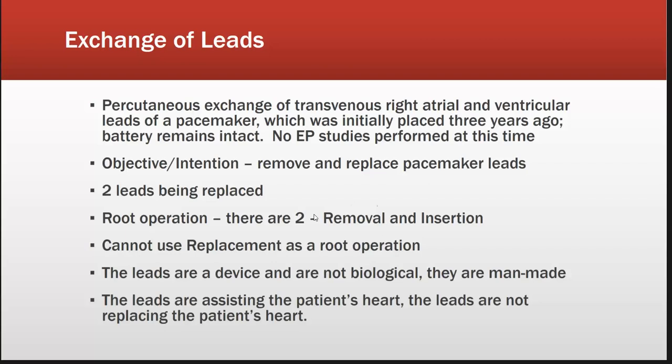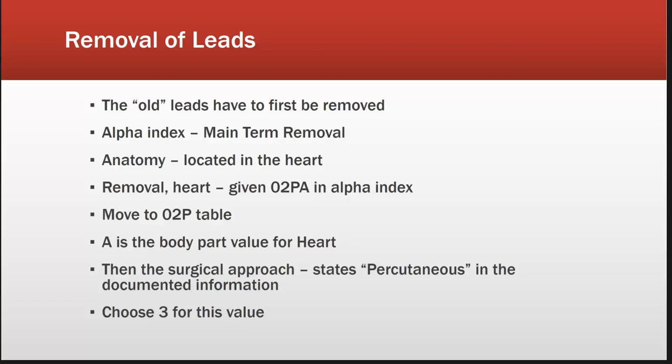We're going to code the removal and we're going to code the insertion. And this patient had 2 leads done. 2 leads were removed, 2 leads were inserted. So we go to the root operation removal in our alpha index. Anatomy is the heart. These leads were in the patient's heart. We're given the code portion of 02PA in the alpha. We move to the 02P table.